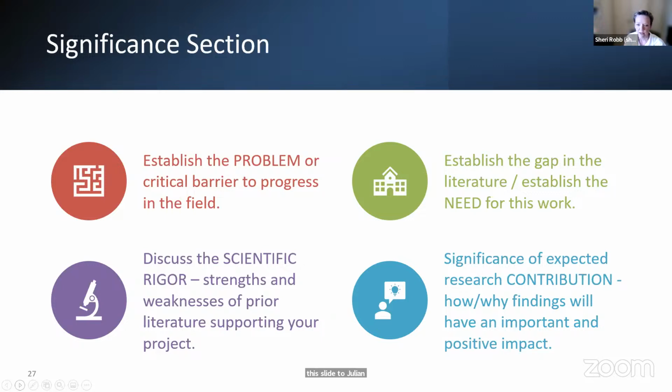So we're going to start first with the significance section. And so the purpose of this section is to first establish the problem or the critical barrier to progress in your field that your proposed study is going to address. This also includes establishing the specific gap in knowledge that your work is going to address and meet a critical need. The second area is to look at and establish the rigor of prior research. This can be your own research, but also of others in the field. And the focus will be on establishing the rigor of that research as it relates to your specific aims. And then finally, we want to tell reviewers the expected contribution of our proposed work to the field overall.